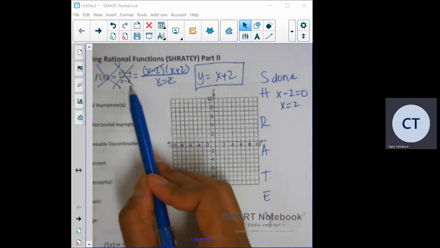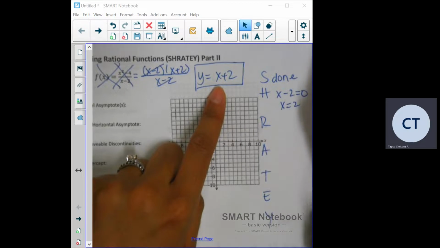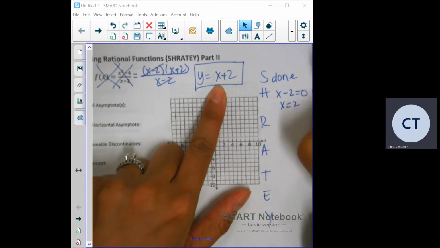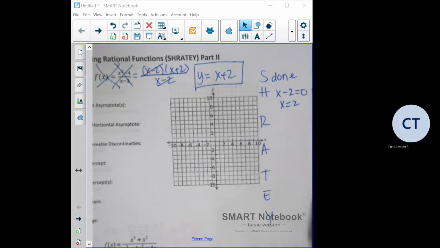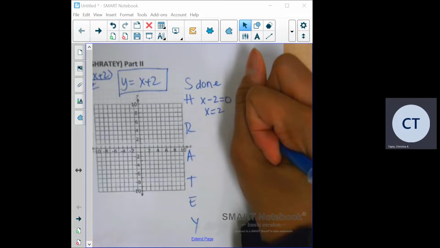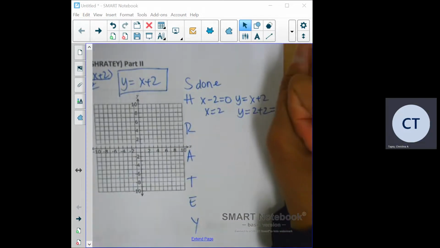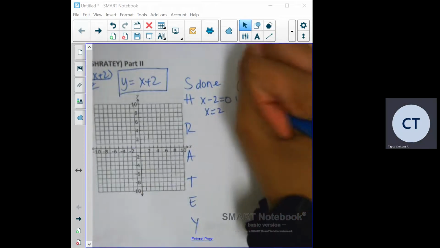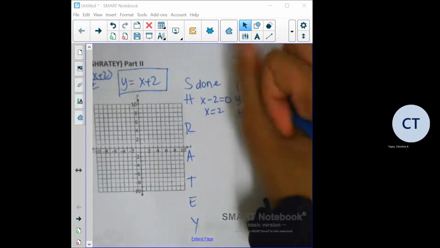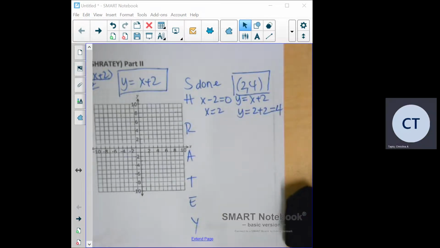Are we going to use the original? That's why I put a big X through it. You're going to use the simplified equation. So y equals x plus 2. We're going to take this x and substitute it in, so y equals 2 plus 2. What's 2 plus 2? So what is the coordinate for my hole? All right, cool. We're still going to follow the rest of the steps.